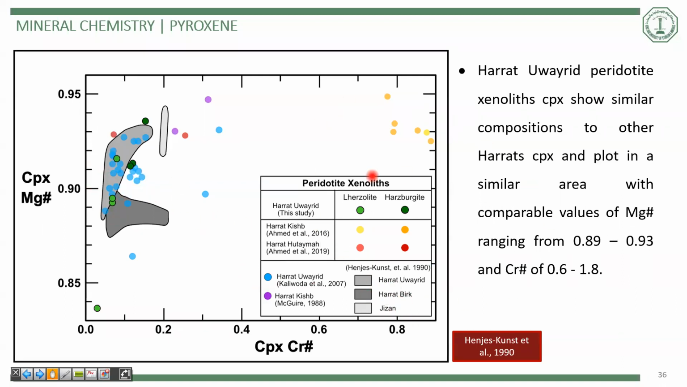The exception should be Harrat Kishb, I'm sorry, I missed this, which has higher chromium number, which is the ratio between chromium and aluminum, again, atomic proportion of this clinopyroxene, which again is related to partial melting of the peridotite in the Harrat. And they all have comparable values with these magnesium number and chromium number values.